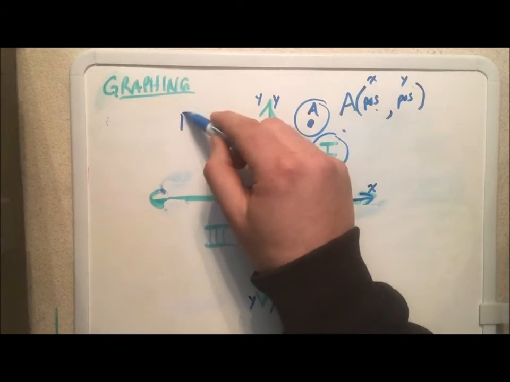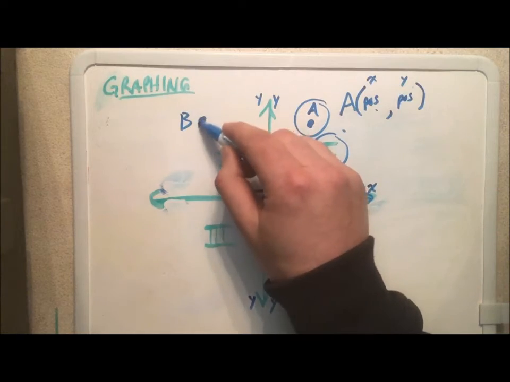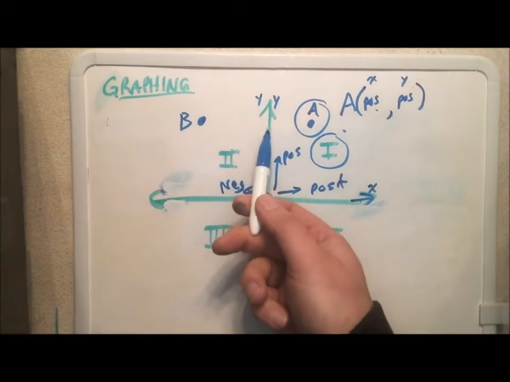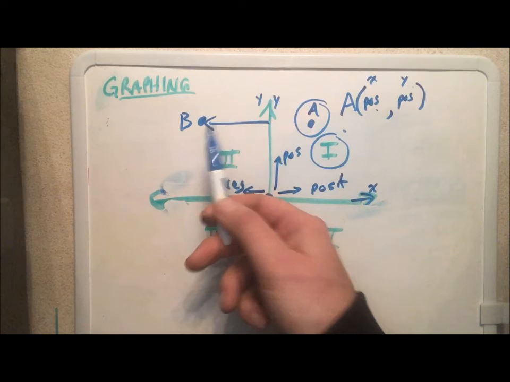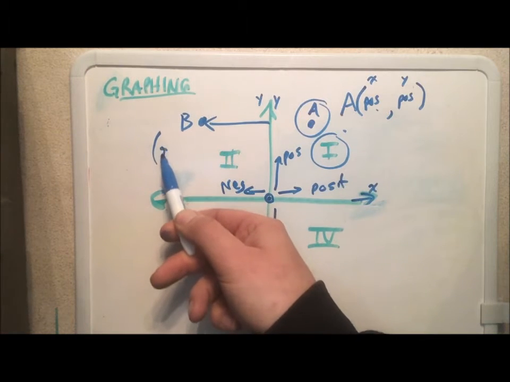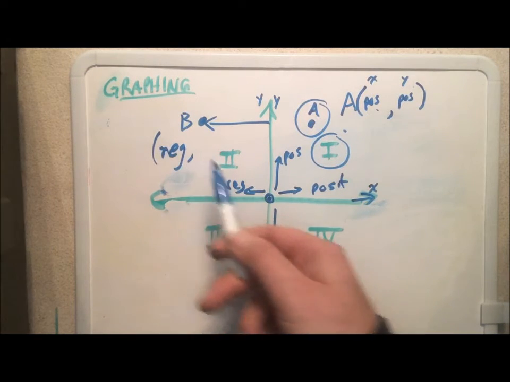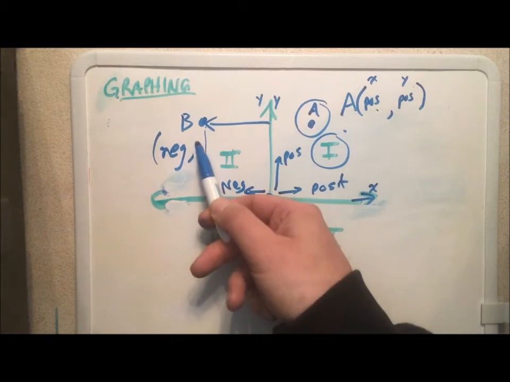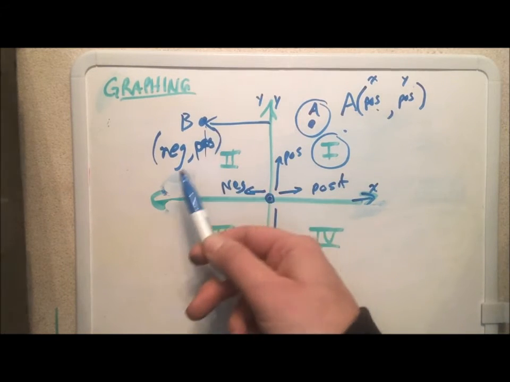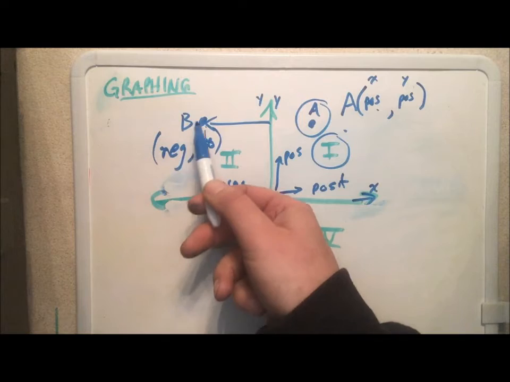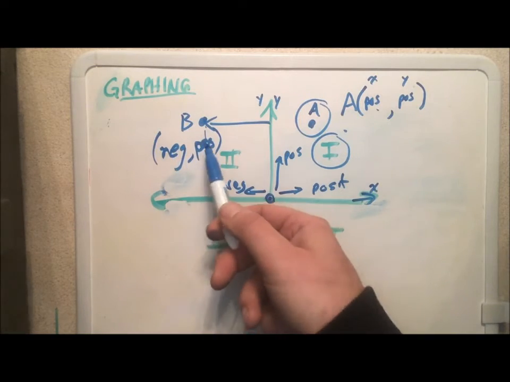I bet you can guess what's going to happen over here. If I had a point over here, it is to the left of this guy, so its x value is negative, but its height is still positive, so it'll have a positive y value. So whatever this point is, its first term will be negative and then positive.